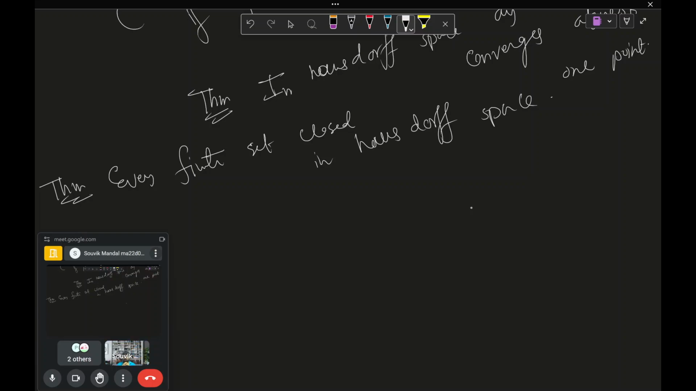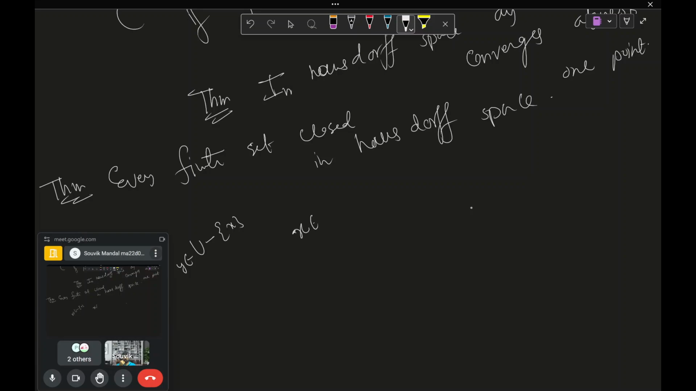Let us prove the singleton set X is closed. Instead, we can say X complement is open. Take any point in X complement. The given space is Hausdorff, so for the taken point Y in X complement, we can separate X and Y by two disjoint open sets.